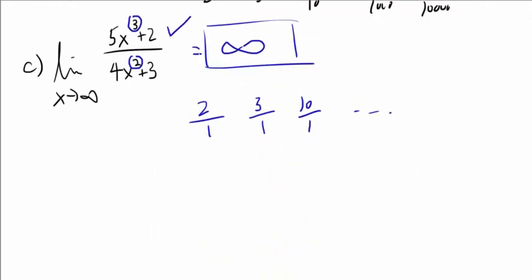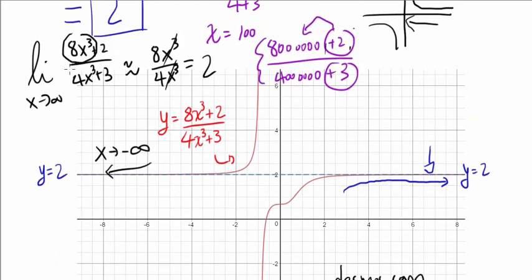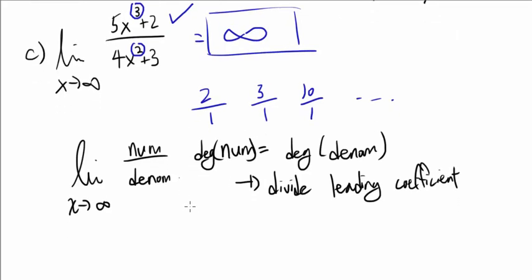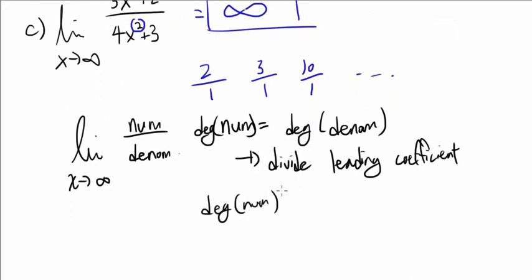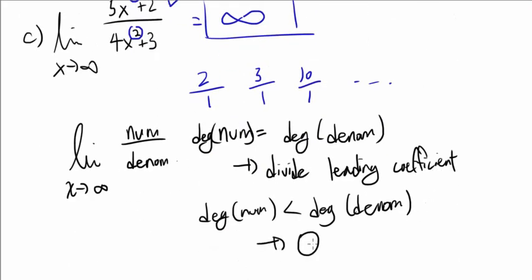So one way to summarize this: for the limit of a rational function, let's call this the numerator and this the denominator. Is there a fast way of determining this? And there is. If the degree of the numerator and the degree of the denominator are the same, as in the case for A, the 8x cubed and 4x cubed are going to increase at the same rate. So the answer is going to be the ratio: you divide the leading coefficients, the coefficients of the x term with the greatest exponent. And if the degree of the numerator is less than the degree of the denominator, as in the case for B, the bottom had a higher degree, so it was increasing faster. The function is going to tend to 0, so the answer is 0.